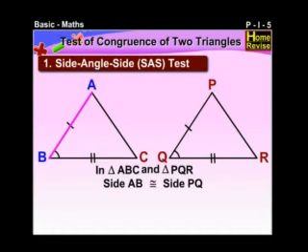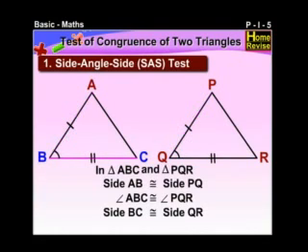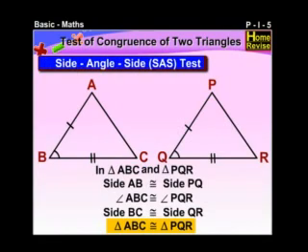Side AB is congruent to side PQ, and angle ABC, that is angle B, is congruent to corresponding angle Q, that is angle PQR. Side BC is congruent to corresponding side QR. That means side, angle and side of one triangle are congruent with corresponding side, angle and side of the another triangle. That means these two triangles are congruent by side, angle, side test.